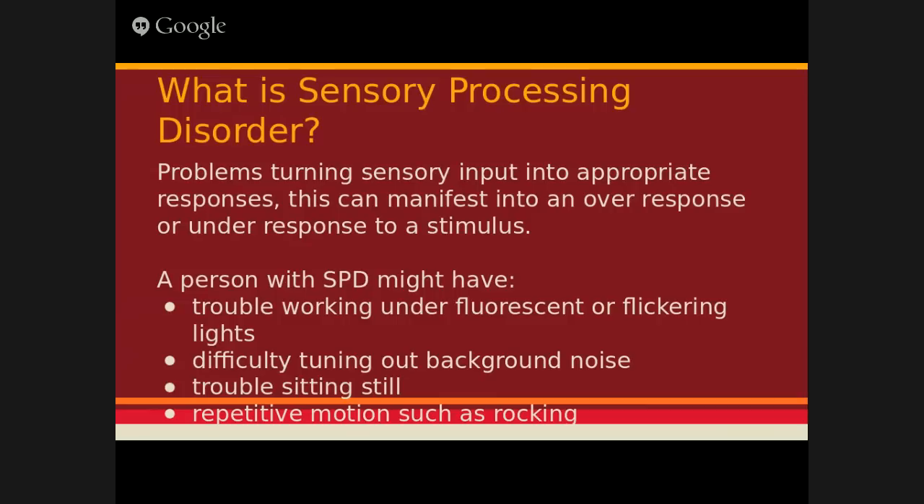But the symptoms I gave here are some common symptoms you can see in the workplace. So, trouble with fluorescent lights. That's a big one. It's hard to tune that out. And maybe you might prefer just a lamp or some natural light. Difficulty tuning out noise: maybe the person who wears headphones at work, or who has trouble tuning out all the noise going on in the office. Or if you're having a conversation with one person, you might have a problem tuning out all the other noises so you can hear what they're saying.